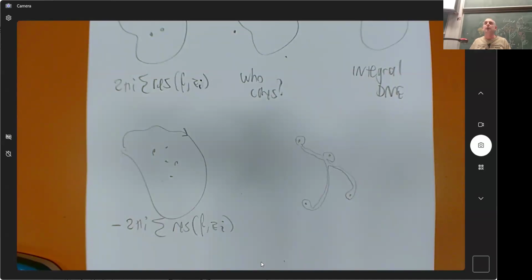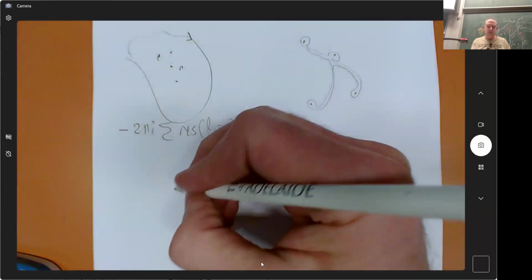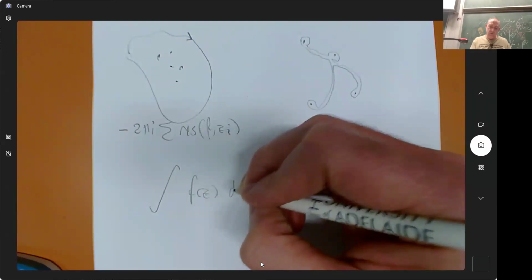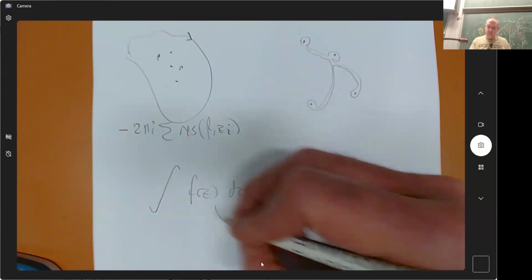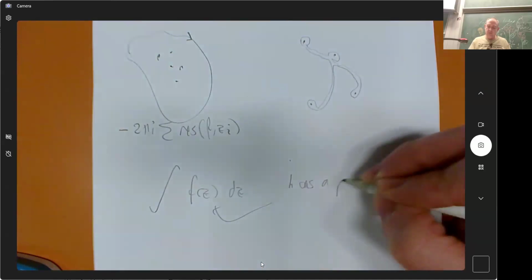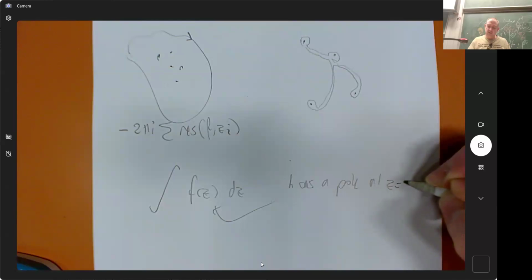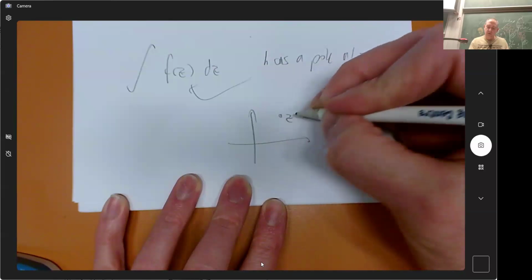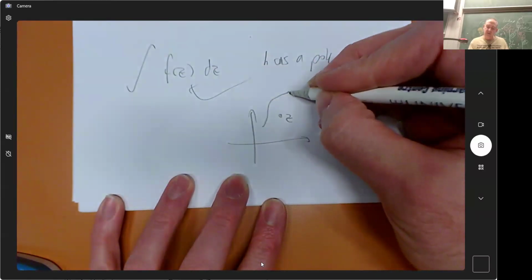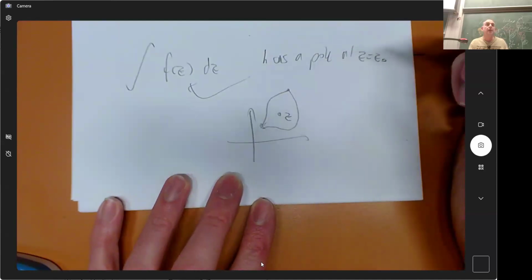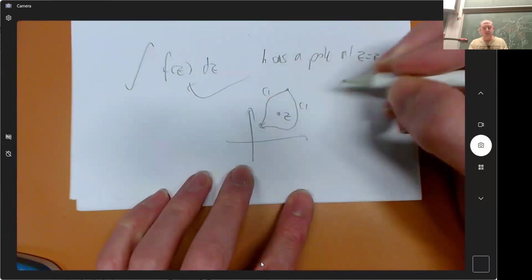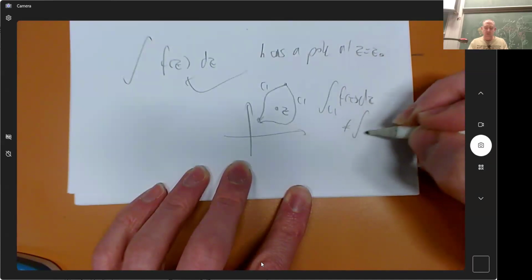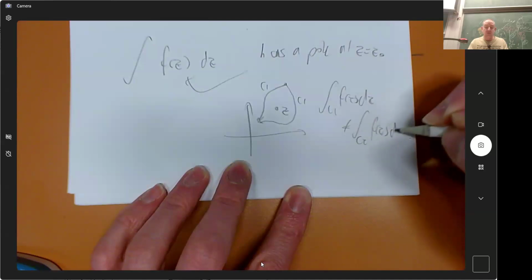So I will say that if I did the integral from z equals z naught, and there's z naught, if I did this path, I would get a different answer than if I did that path. Those two paths will give different answers. The integral over C1 of f(z) dz will not be the same as the integral over C2 of f(z) dz in general.